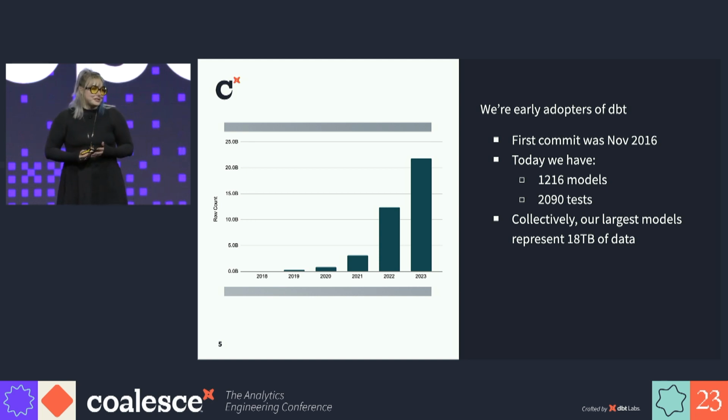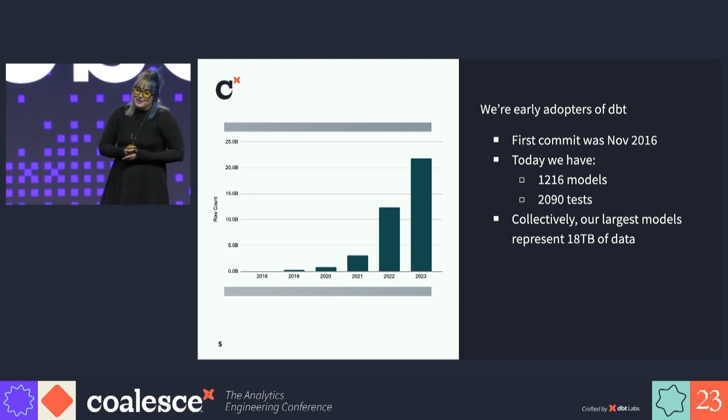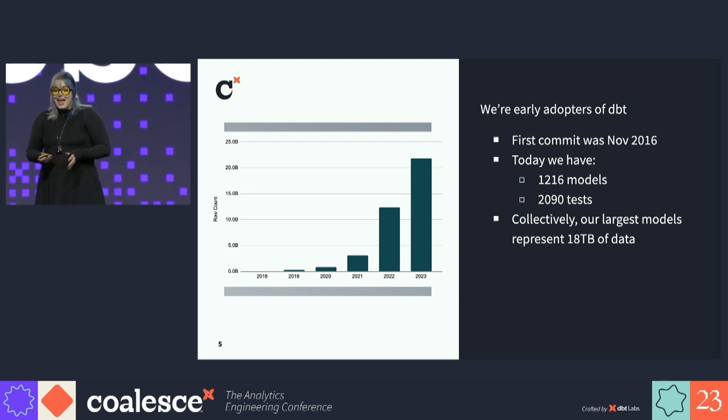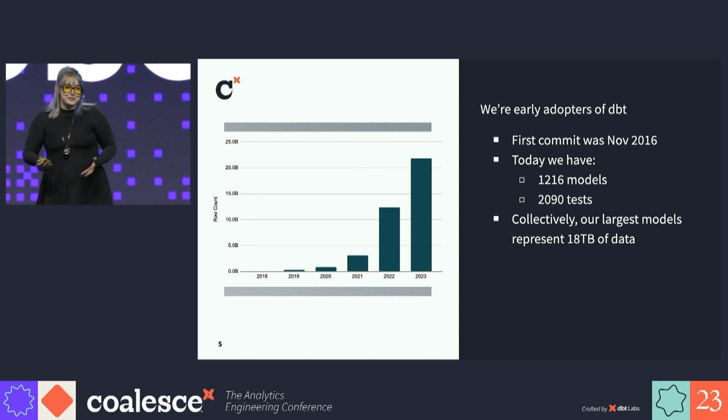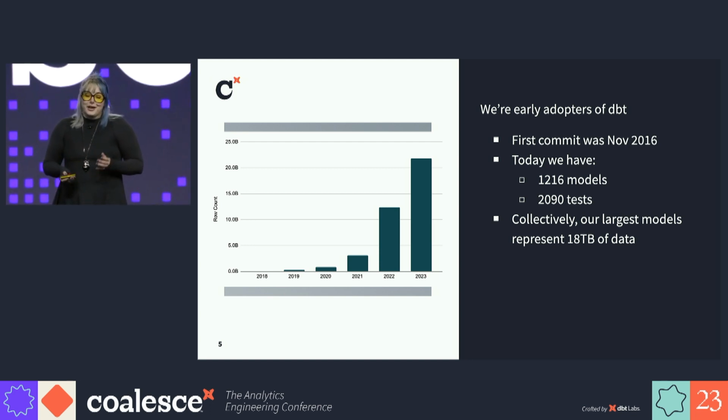Some other fun facts about our internal analytics project. The first commit to this project was in 2016. Today, we have over 1,200 models, more than 2,000 tests. And our largest models, the ones that we're going to talk about, the performance we optimized today, represent 18 terabytes of data.